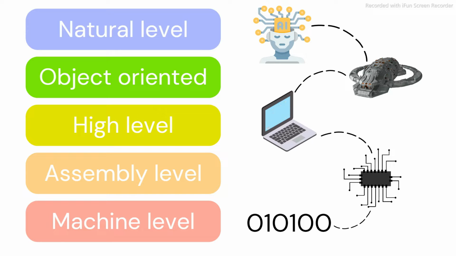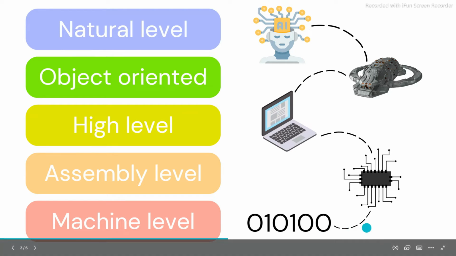After that, we come to the natural level language. A natural level language is just like Alexa, the speech recognition machine, which is going to recognize our speech using AI and give us answers. These are natural level languages.